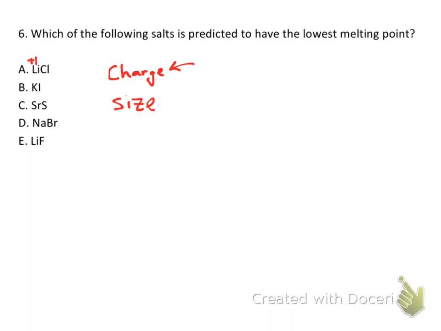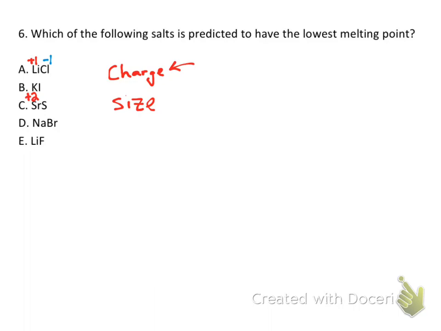Lithium has a charge of +1 by virtue of being a group 1 metal. When it's in a salt, chloride in a salt will have a -1 charge. Okay? Same thing with potassium iodide here, +1, -1 salt. Same thing with sodium bromide, +1, -1 salt. Same thing with lithium fluoride, +1, -1 salt. The only one that's really different here is the strontium sulfide. Strontium sulfide, so strontium is in group 2, so it has a charge of +2 when it's found in a salt.